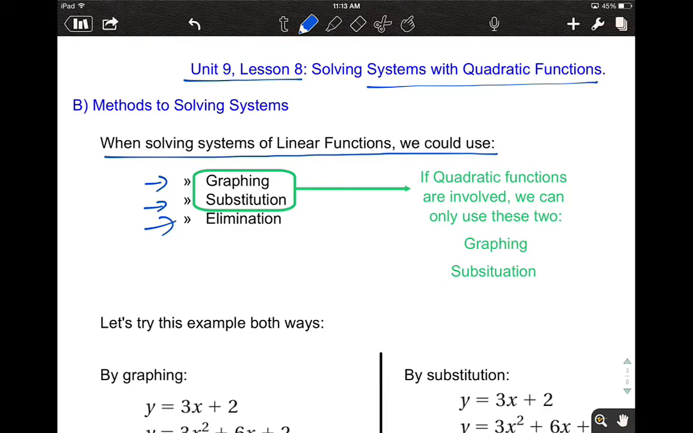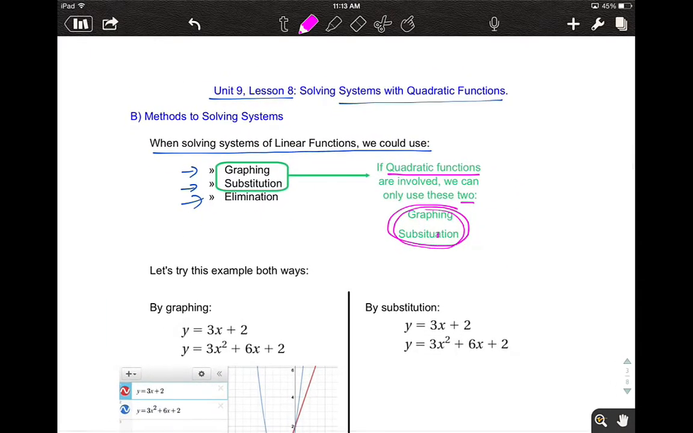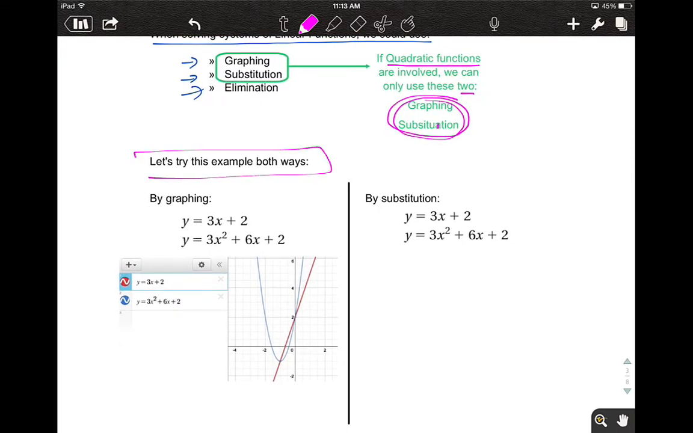Here in green, when we do this with quadratic functions, we can only use these two, and those two are graphing and substitution. I think I spelled substitution wrong, sorry guys. Substitution. Okay, so let's look at an example problem. If you want to take some time and write those down, feel free, but I'm going to move on to an example problem. And we're going to do the same problem, but two ways.